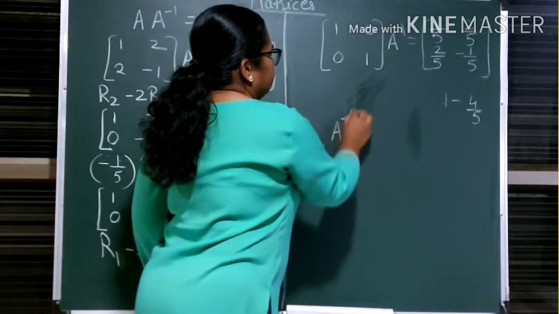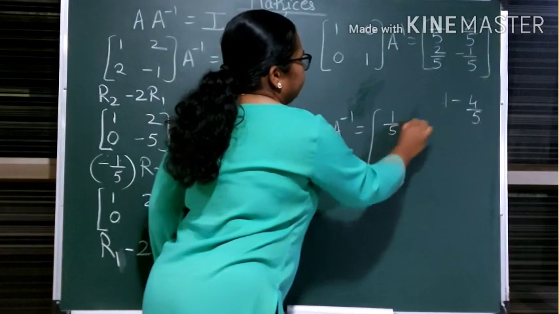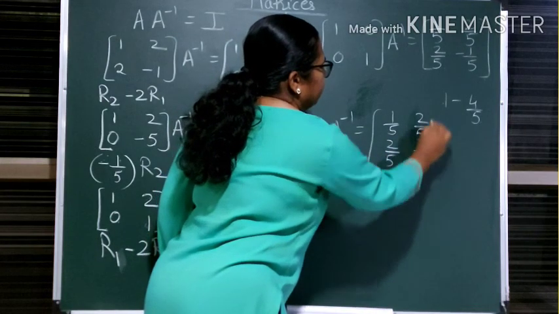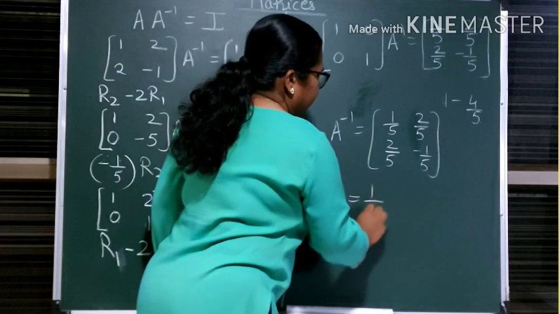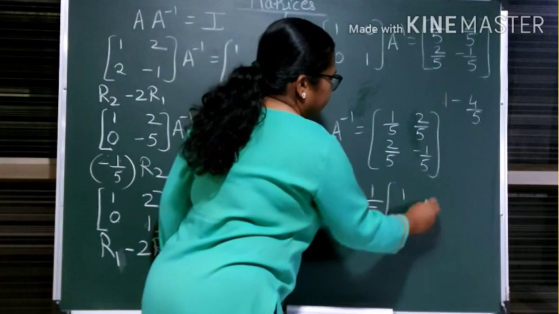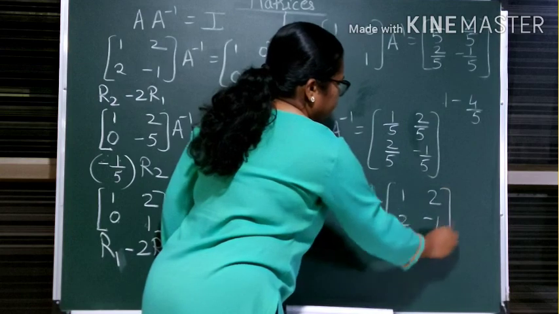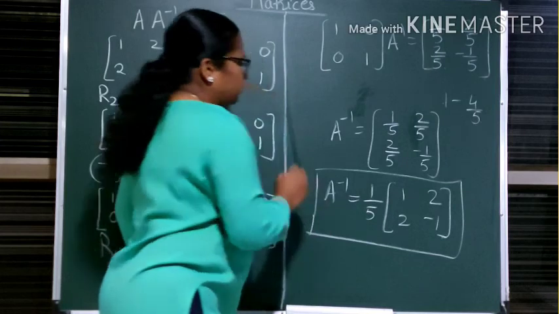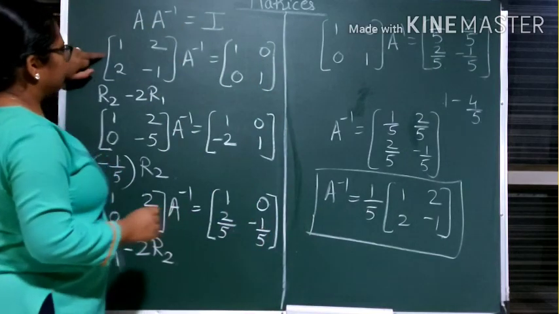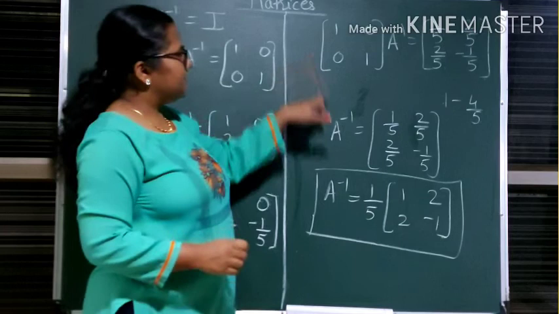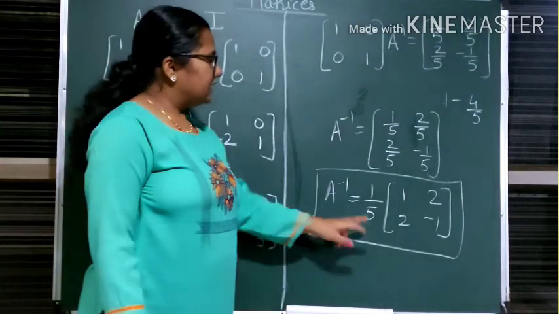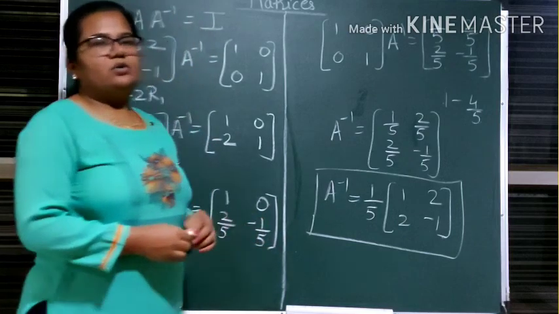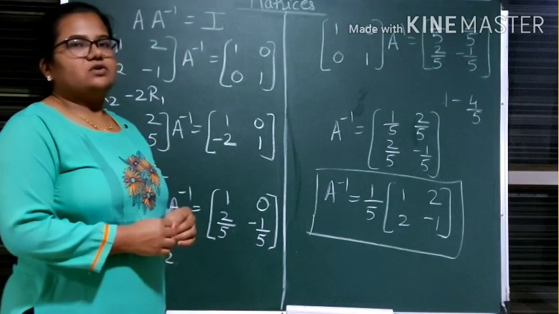So A inverse is equal to 1 by 5, 2 by 5, 2 by 5, minus 1 by 5. If you want, you can take 1 by 5 common out, and the answer will be 1, 2, 2, minus 1. So this is your A inverse. Understood how to use the definition, convert the given matrix to an identity matrix and you will get the inverse of a matrix. Taking common out you have already studied in 11th standard. So this is the way you can use row transformations to find the inverse of a matrix.